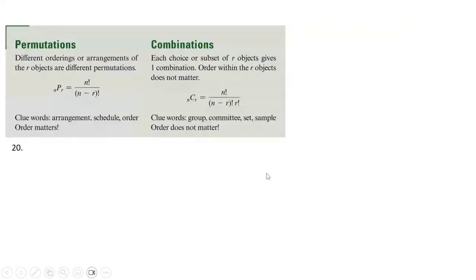Number 20, for the next 3, I believe we have 3 more. For the next 3, we're going to be using permutations and combinations. These are the clue words for permutations: arrangement, schedule, order, and order matters. And for combinations, the clue words are group, committee, set, sample, and order does not matter.